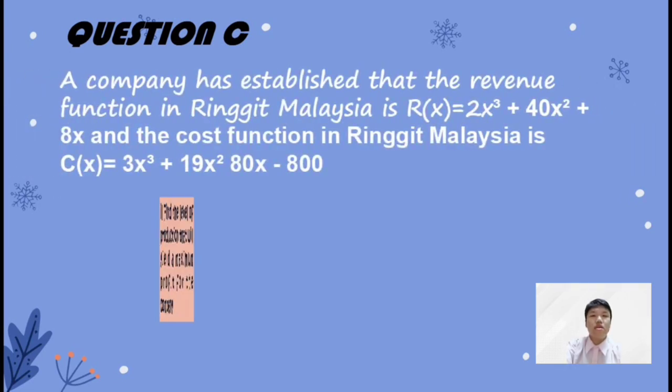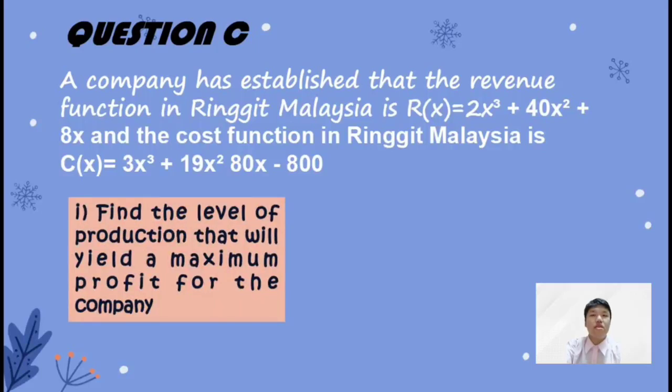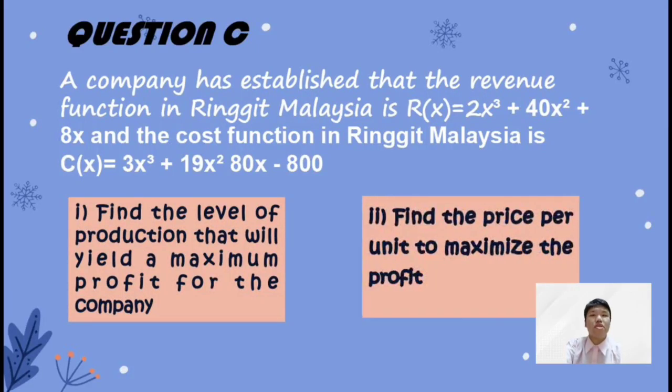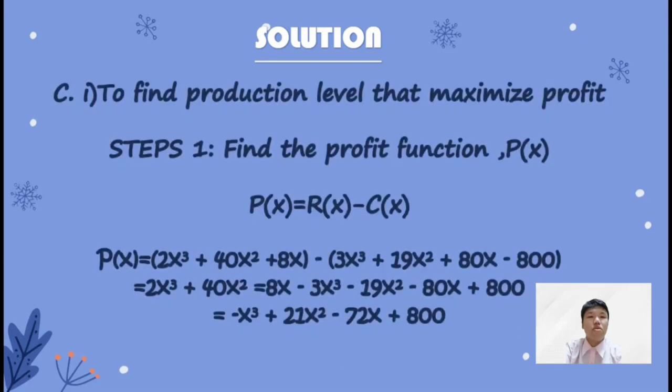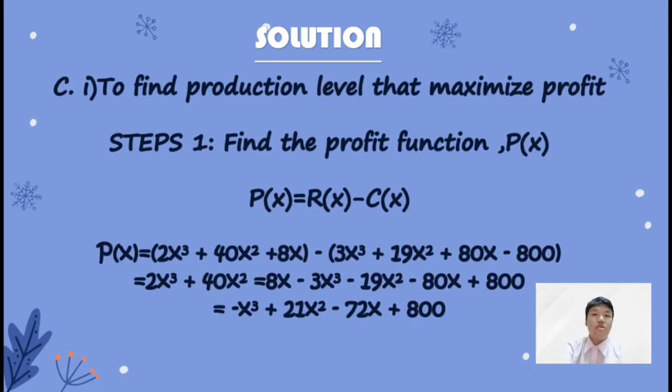Okay, so we can see here, the first question is we need to find the level of production that will give a maximum profit for the company. Then second, we need to find the price per unit to maximize the profit. For the first step, we need to find the production level that maximizes profit. To find the profit function, we use the total revenue minus the total cost, and here is the answer we get. After we get the profit function, we can find the first derivative of the profit function.